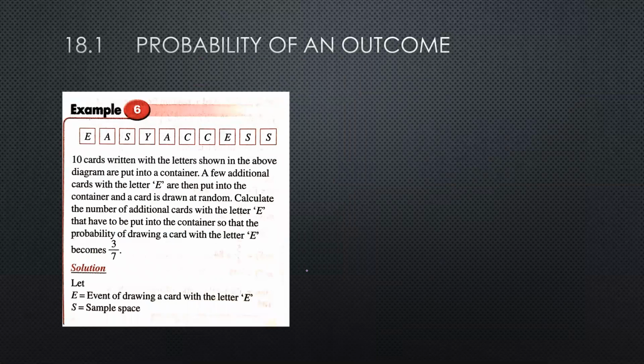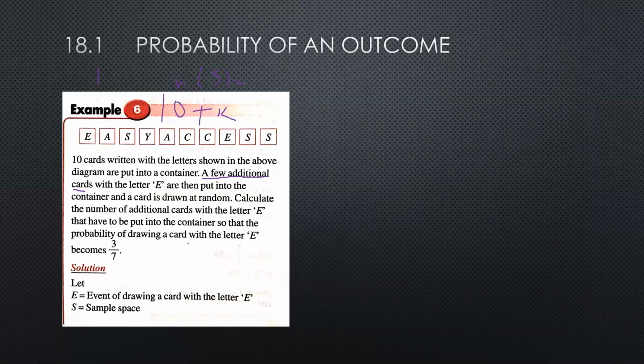Example 6, we have 10 cards over here. We have a few additional cards, okay, put into that one. At first we have 10 cards. Then after that, additional cards E added. We put as X. So it's actually our number of sample space. Number of sample space is 10 plus X.